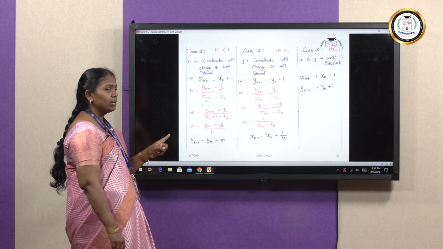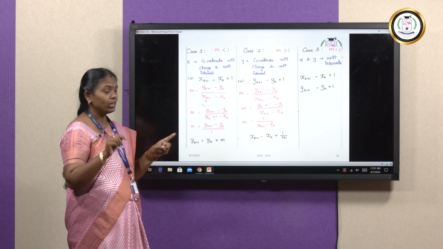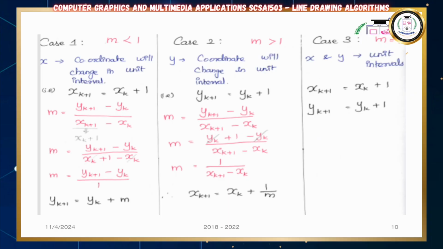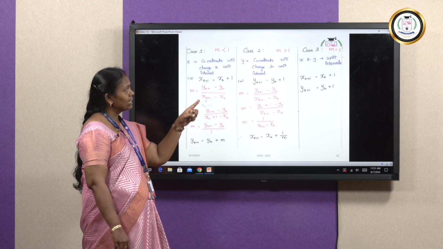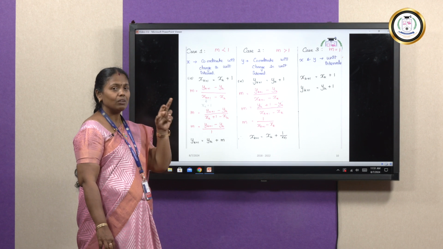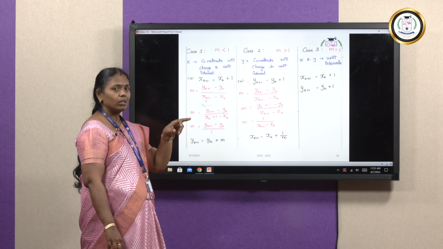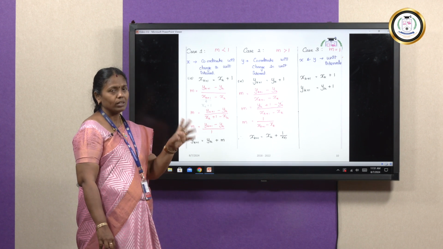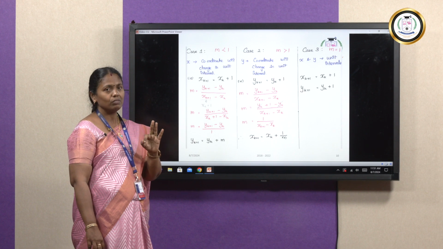So y value will be incremented by yk plus 1 equal to yk plus m, that is slope. In case 2, m is greater than 1, means y value will be incremented by 1, x value will be incremented by xk plus 1 by m. In case 3, if slope is equal to 1, means x value is incremented by 1, y value is also incremented by 1. So these are the three different cases we have to consider.